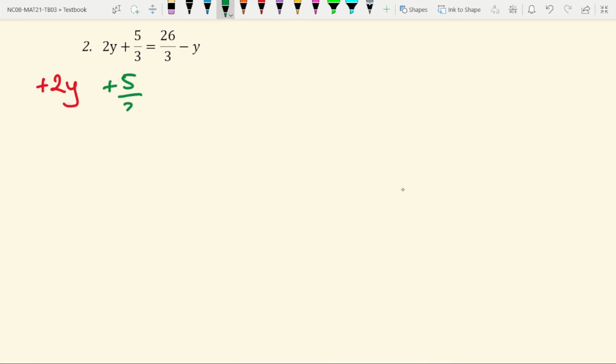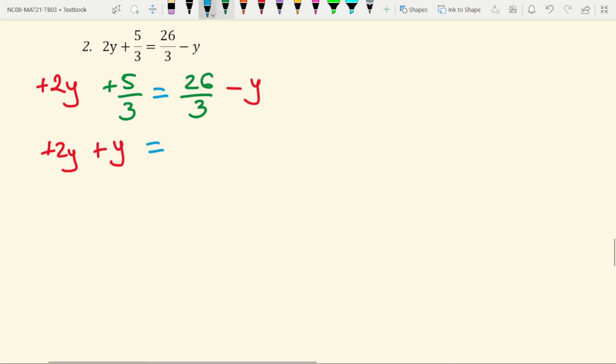Plus 5 by 3 is equal to 26 by 3 minus y. Plus 2y minus y will get transposed into plus y is equal to, as it is, 26 by 3. Minus 5 by 3 will get converted into plus 5 by 3, and plus 5 by 3 will get converted to minus 5 by 3.